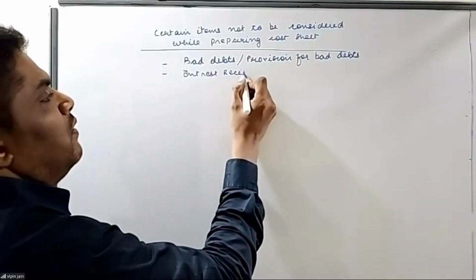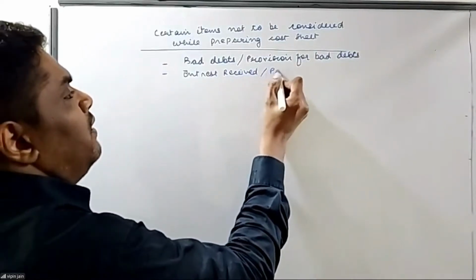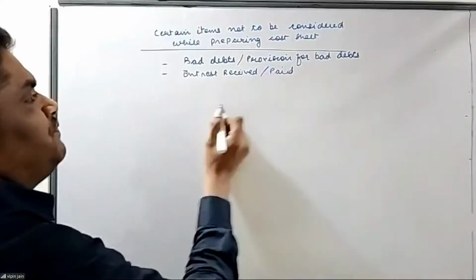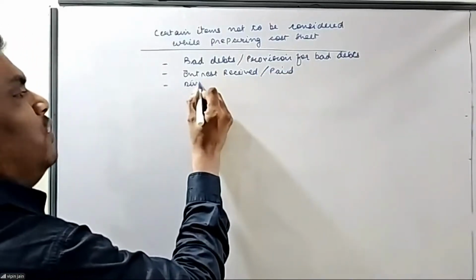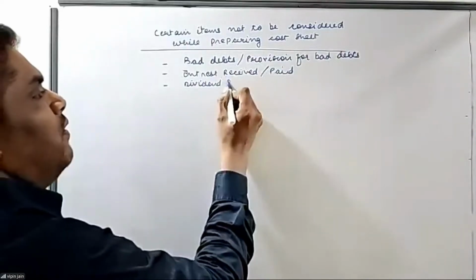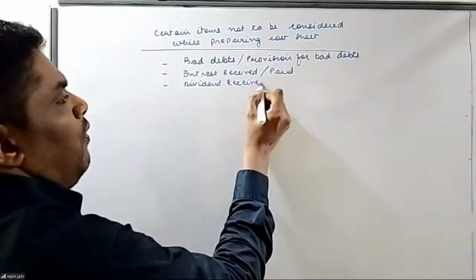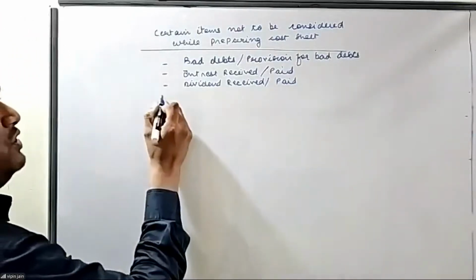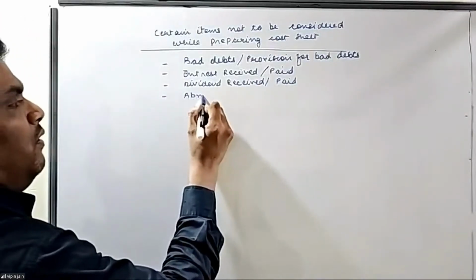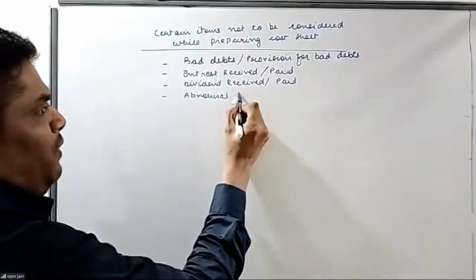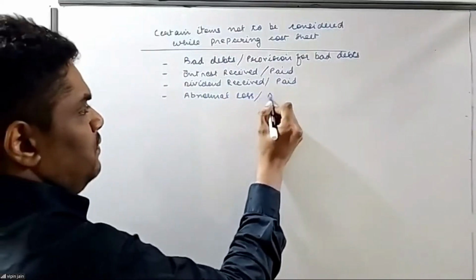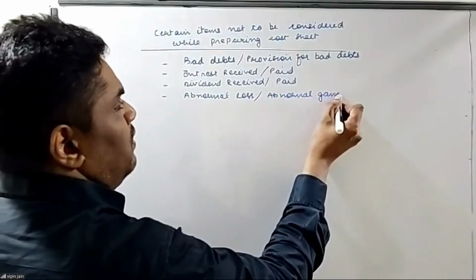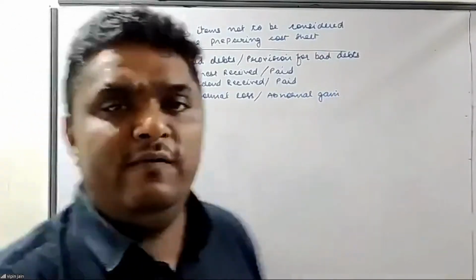received or paid will never form part of cost sheet. Any sort of dividend received or paid will never form part of cost sheet. Any sort of abnormal loss or abnormal gain will never form part of cost sheet.